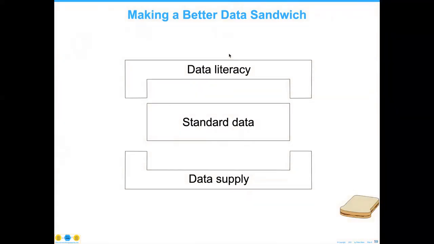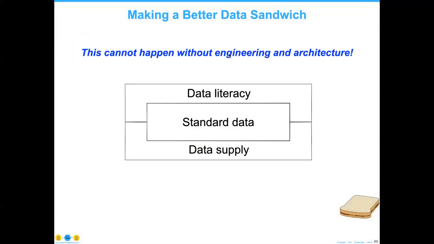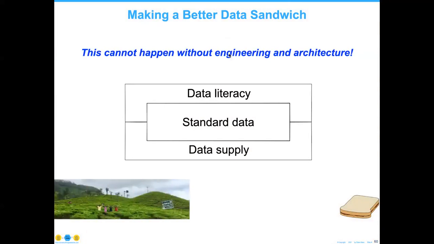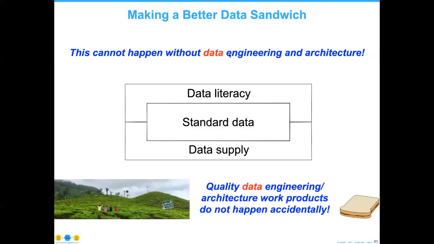Now, the more automation that your organization relies on, the more you will understand the following Deming quote. This cannot happen without engineering and architecture support. And interestingly, the quote is actually: quality engineering and architecture work products do not happen accidentally. And more to the point, they can't. Now, if we replace these with data, it's no less true in order to do this.